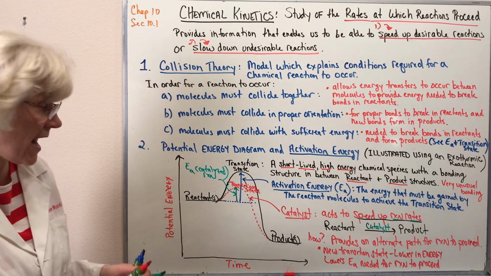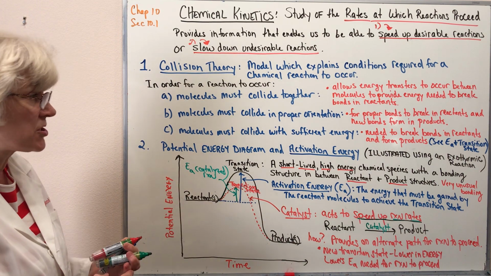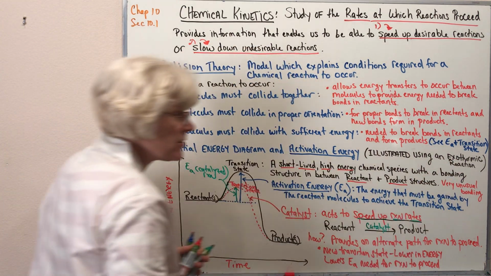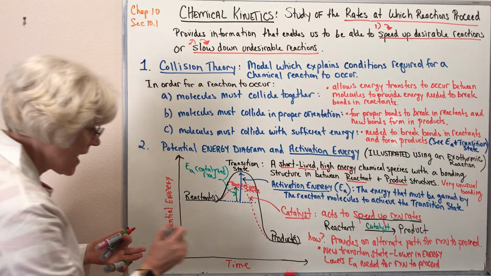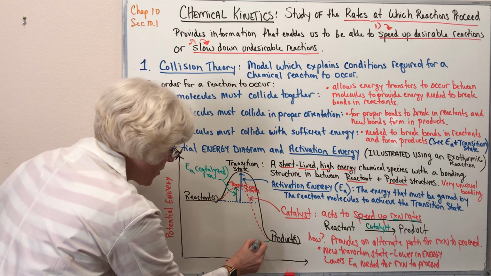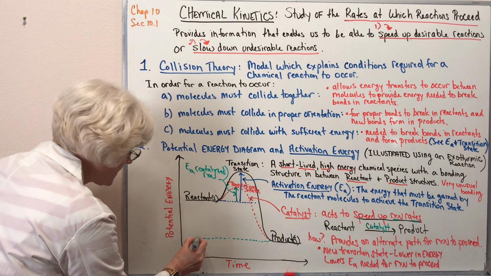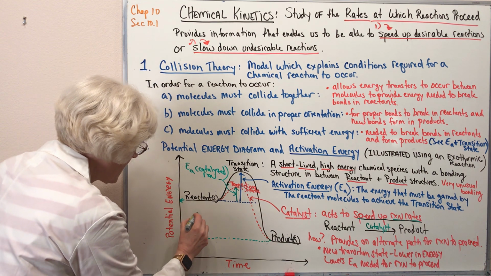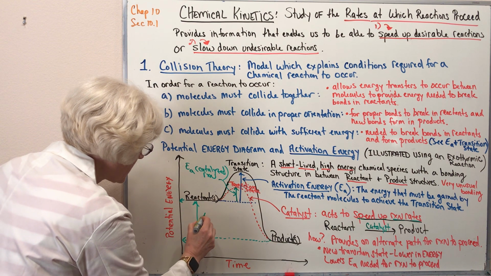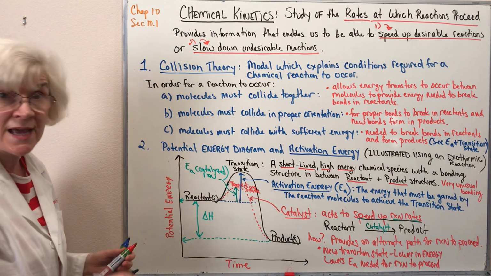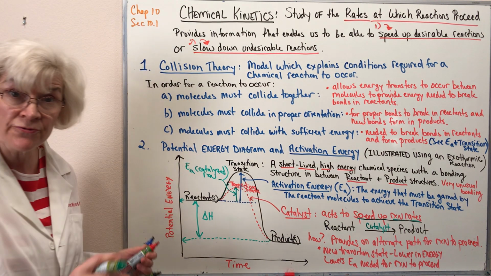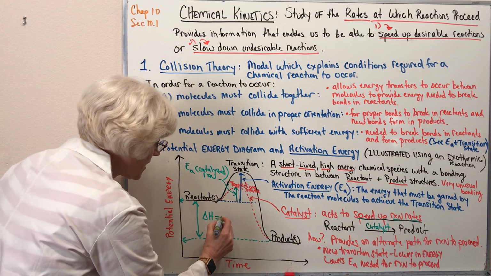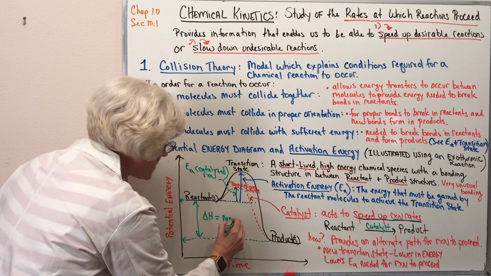The last thing that I would want to mention in this potential energy diagram is what we talked about when we refer to the reaction being exothermic. So energy is going to be released by this reaction as it proceeds. That energy that is released is known as delta H, the heat of reaction. And because this is an exothermic reaction, energy is released.